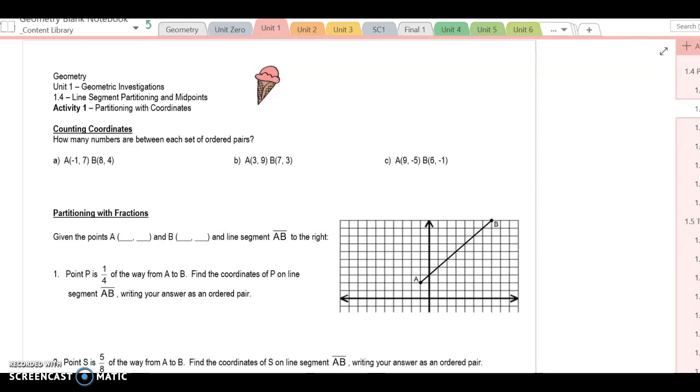In this lesson, we're going to be going over how to partition coordinates. So a coordinate is going to be partitioned either by a fraction or by a ratio. And if you're given a ratio, you're going to transfer it to a fraction. So the first step that you're going to do involves counting.